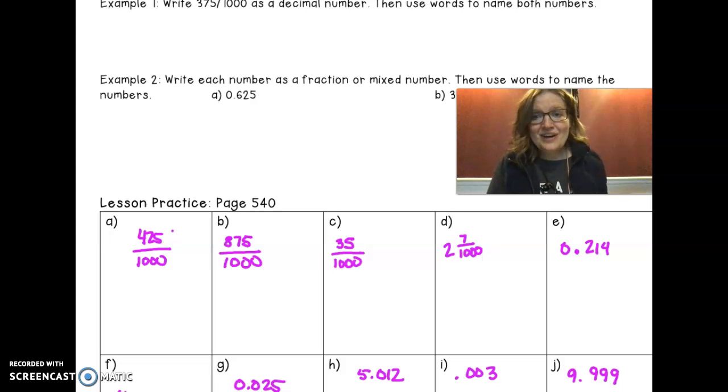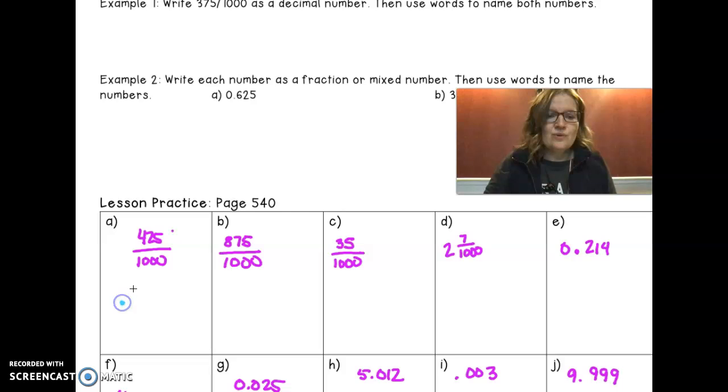Okay, we have a lot of practice for lesson 84, so I'm looking forward to doing this with you. First off, they want us to take fractions and convert them into decimals. So I'm going to do a different color for this. I'm going to do blue for my answers.